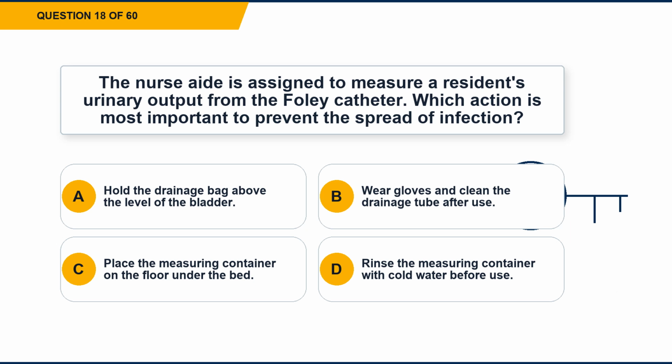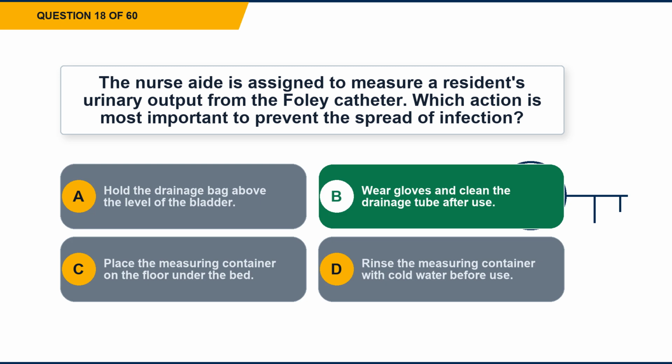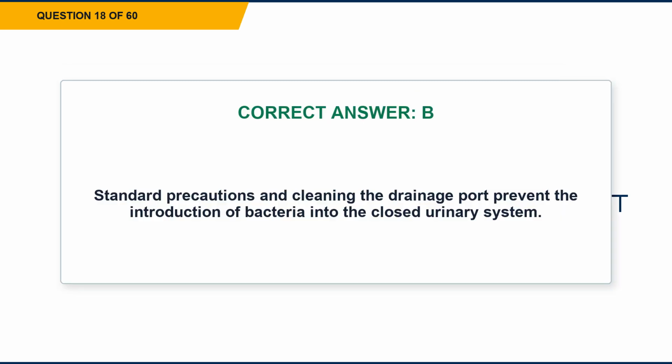Question 18. The nurse aide is assigned to measure a resident's urinary output from the Foley catheter. Which action is most important to prevent the spread of infection? Option A, hold the drainage bag above the level of the bladder. Option B, wear gloves and clean the drainage tube after use. Option C, place the measuring container on the floor under the bed. Option D, rinse the measuring container with cold water before use. The correct answer is option B. Explanation: standard precautions in cleaning the drainage port prevent the introduction of bacteria into the closed urinary system.